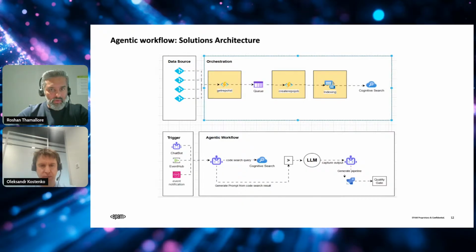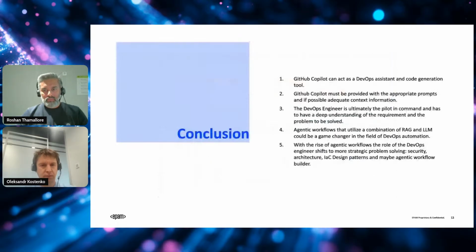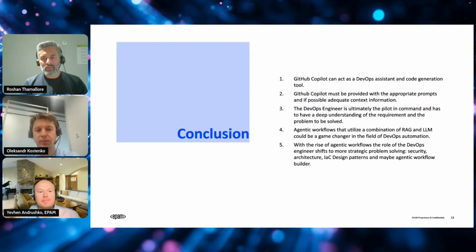Okay, going forward, so this is basically the conclusion of my part of the presentation. There are 5 points that I would like to talk about. The first one is that GitHub Copilot is an excellent tool when it comes to DevOps. It's a perfect assistant. But remember, you must provide the appropriate prompts and the adequate context information. So that's point number 2.